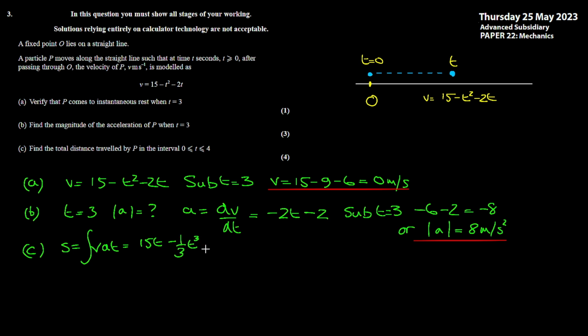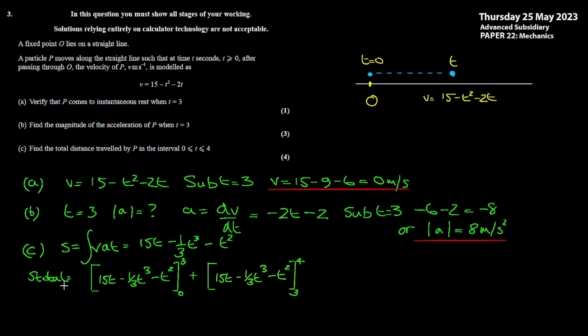Just check that works. Yes, it does. Take away t squared. Check that works. Yes, it does. As I said, I'm not going to even write c. So the total distance will be the distance travelled from 0 to 3, which is expressed here. And then the second part of the journey from 3 to 4, the same equation with the limits now t equals 3 and t equals 4.